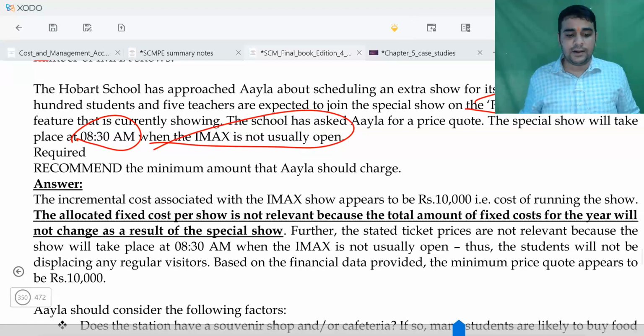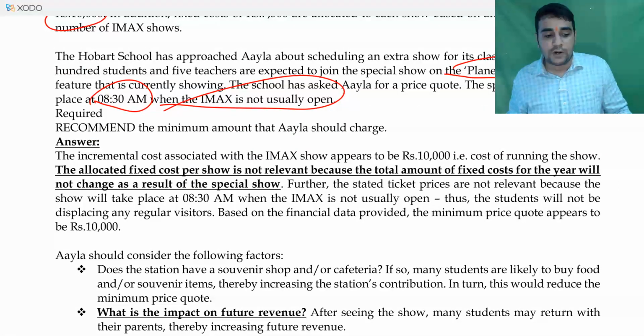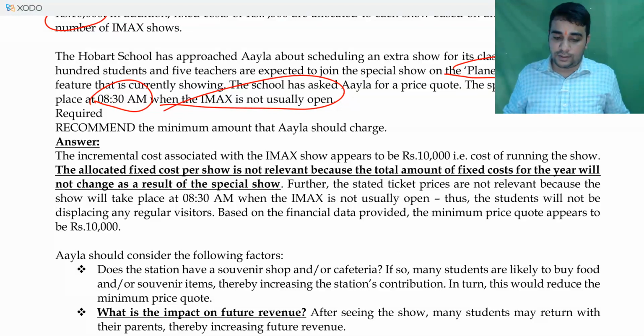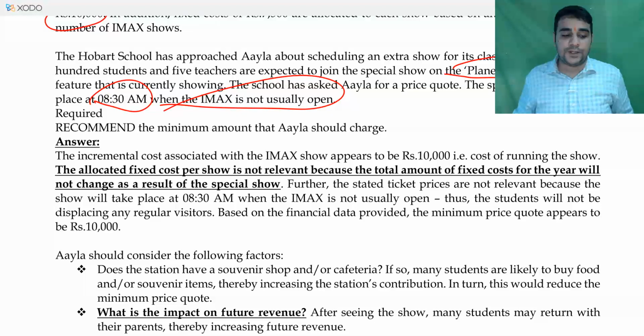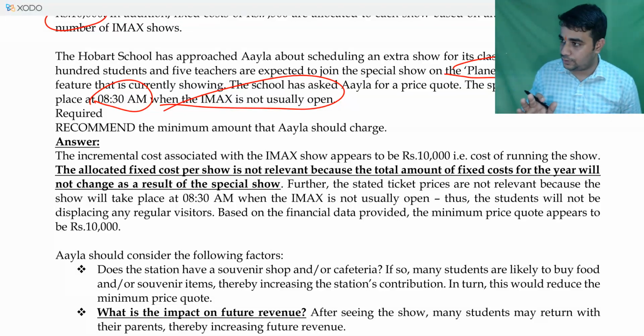The incremental cost associated with the IMAX show appears to be 10,000, the cost of running the show. Allocated fixed cost is not relevant because the total amount of fixed cost will not change as a result of the special show. This is just writing extra points in net. It's the same thing. How you word it is up to you. It's not that exactly the same wordings are expected in an exam solution.